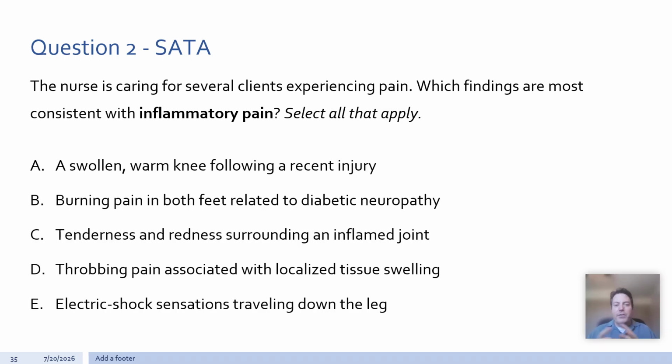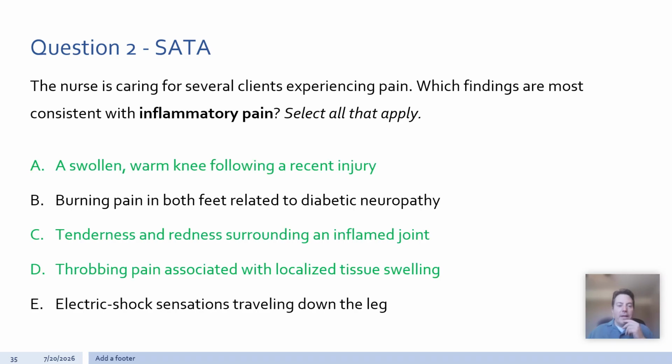So question 2, it's a select all that apply. A nurse is caring for several clients experiencing pain. Which findings are most consistent with inflammatory pain? Select all that apply. A swollen, warm knee following a recent injury, burning pain in both feet related to diabetic neuropathy, tenderness or redness surrounding an inflamed joint, throbbing pain associated with localized tissue swelling, or an electric shock sensation traveling down the leg. You can pause and think about that for a moment.